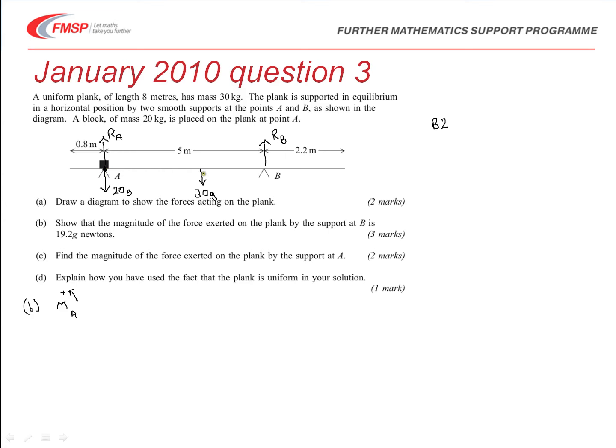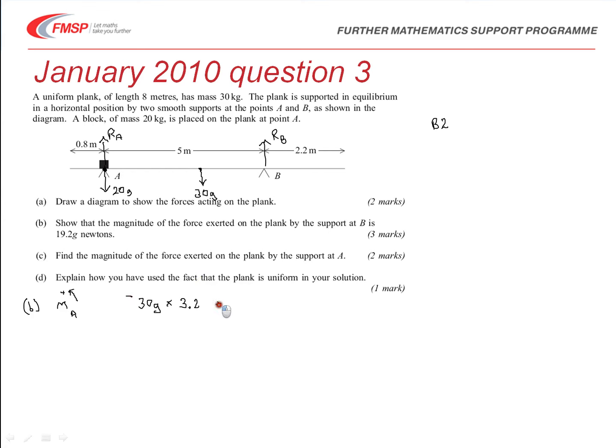So the moment we are interested in would then be the 30g, and we need to work out the distance that 30g, that's the centre of mass of the plank, is from A. Now if you remember, the plank had a length of 8 metres, so the centre of mass is in the middle, so that makes it 4 metres from the end, but we're 0.8 in from the end at A, so that means the distance of the centre of mass from A will be 3.2. And that moment around A is negative.